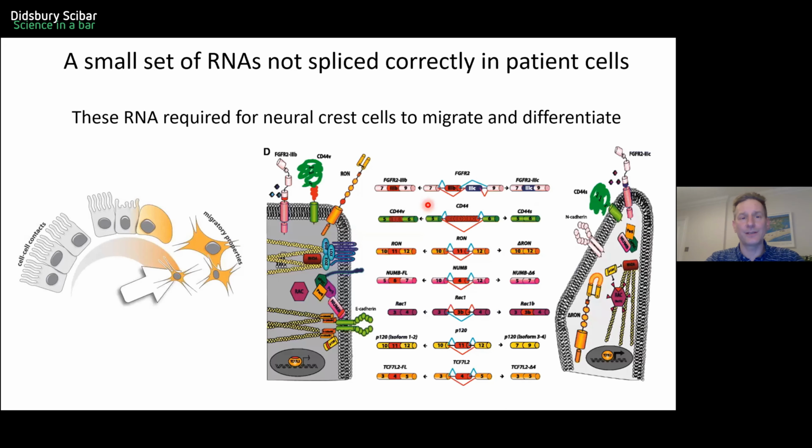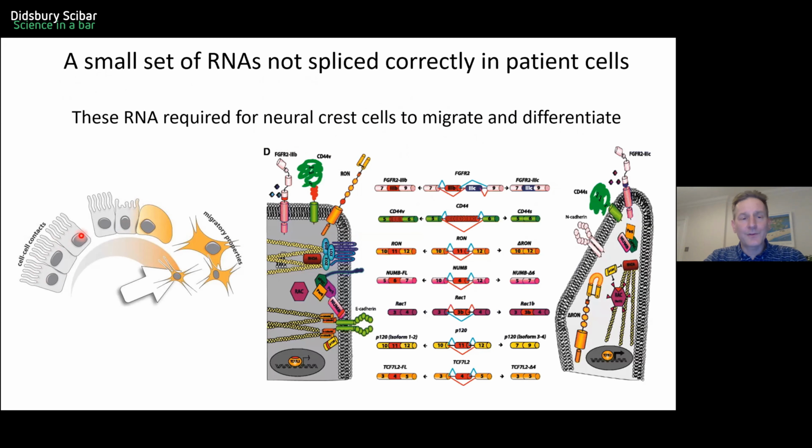And what we found is that when we have this mutation in the spliceosome that brings down the level of this one splicing protein just a bit, but not too much, there's only a small set of RNAs that are not spliced correctly in the patients. So compared to the parents, there's a small set of RNAs that are not spliced correctly, and these RNAs are, we found, required for these neural crest cells to migrate and differentiate.